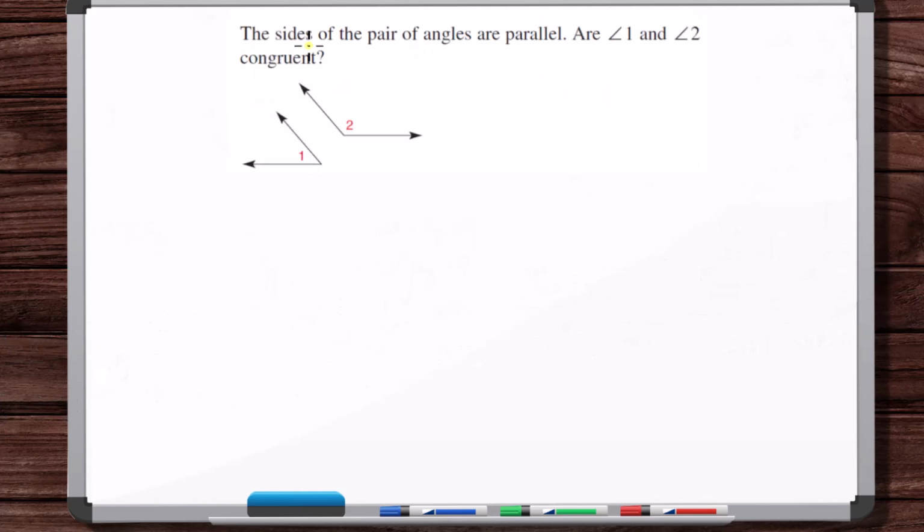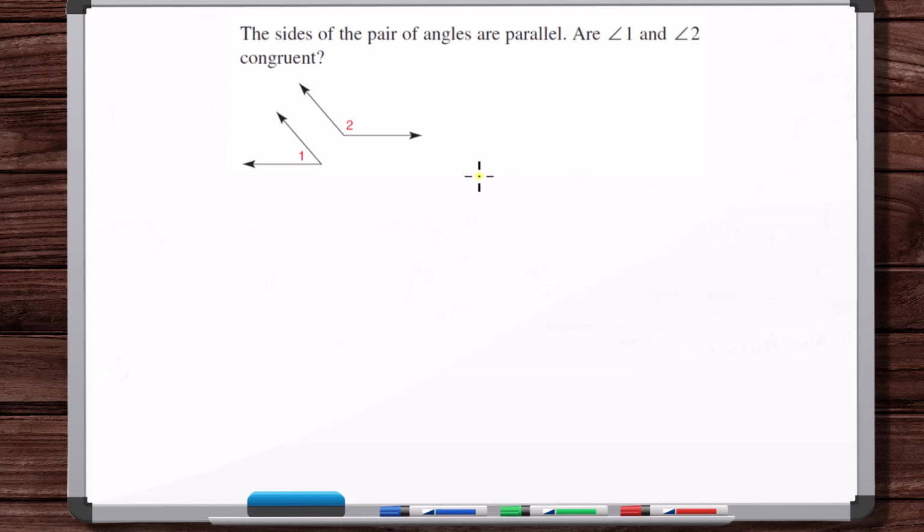All right, the sides of the pair of angles are parallel. So this is parallel to this. This is parallel to this. Are angles 1 and 2 congruent? So they're just asking us to think about if the sides of two angles are parallel, does that mean that the angles are congruent no matter what? Well, just our intuition, obviously these angles are not congruent. Their measures are not the same, but the sides are parallel.